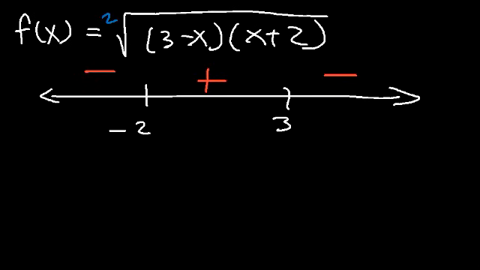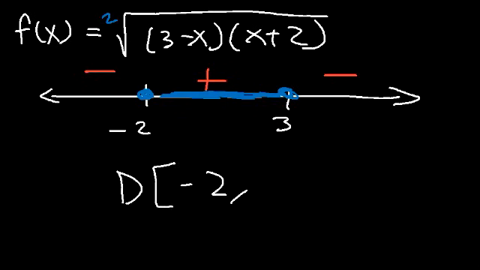And since the radical is not in the denominator, it's in the numerator, x can equal negative 2 and 3. So we have closed circles. And it can be anywhere between negative 2 and 3, because we're going to get positive numbers if we plug in any number between those two points. Therefore, the domain is from negative 2 to 3.